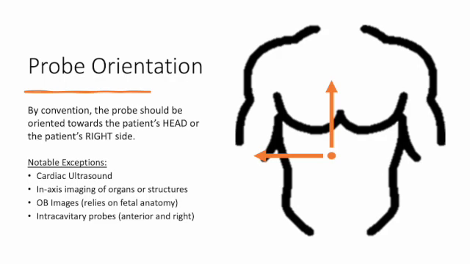For OB images, it really relies on the fetal anatomy, depending on what you're looking at. And then in intracavitary probes, since those probes are going actually inside the body, whether it's into the rectum, into the vagina, into the mouth or neck or whatever, generally the convention is that the probe should be oriented up and to the patient's right, or anterior and to the patient's right if the patient's in the normal prone position or supine position.